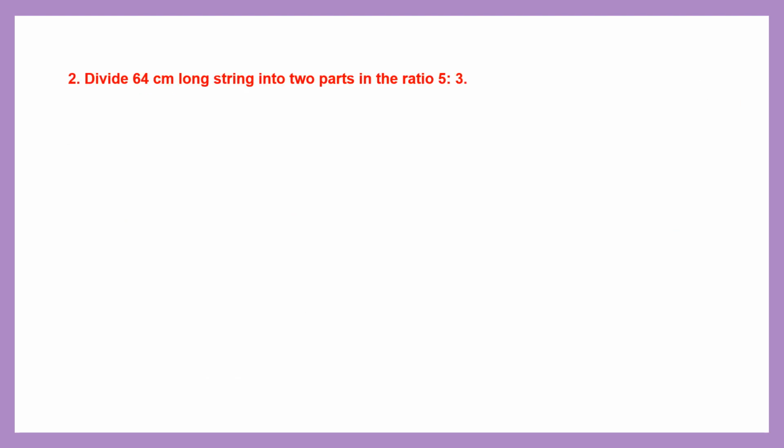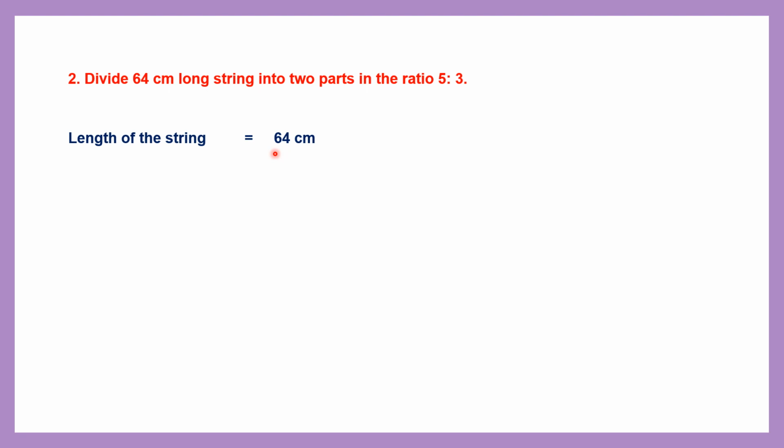Question 2 is a word problem here. Divide a 64 centimeter long string into two parts in the ratio 5 is to 3. Okay, so here we are going to divide this into a ratio. So let's begin our statements with what is given.